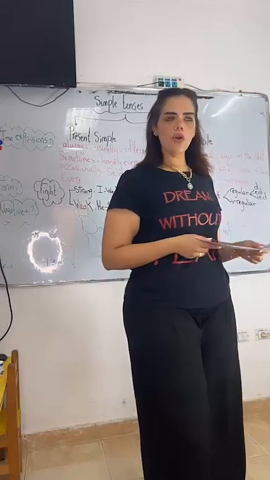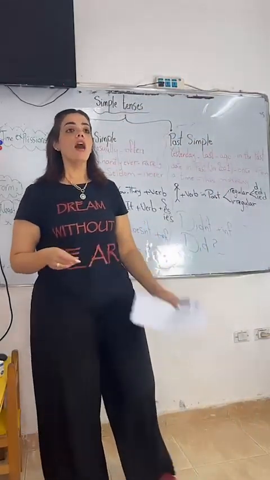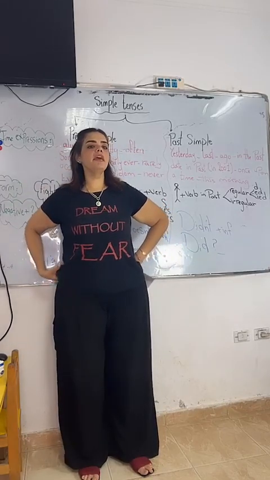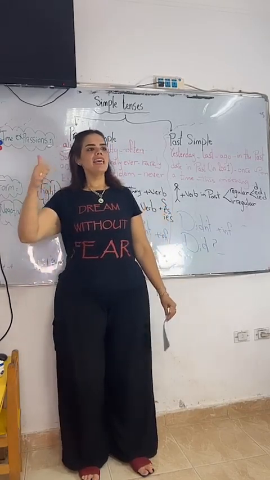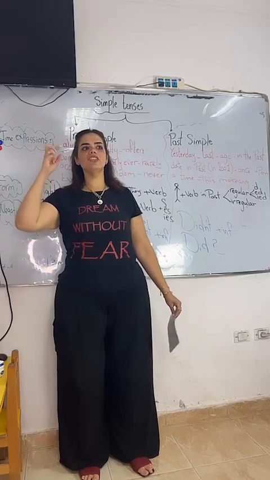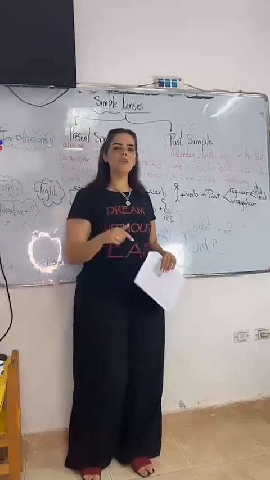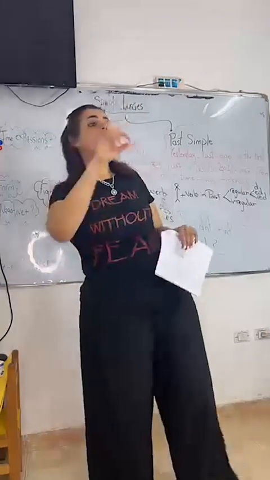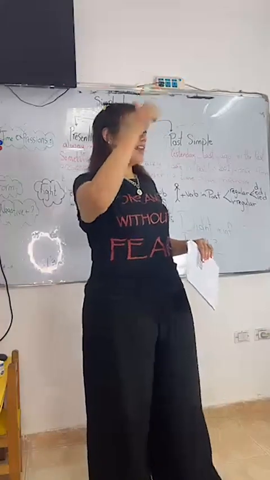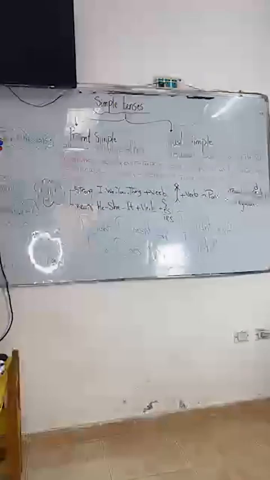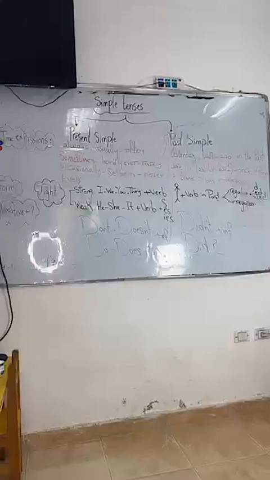Joe goes. We add ES. When can we add ES? When the verb ends where? S, E-S, S-H, T-H, S-O. Great job. Again, when can we add ES? When the word ends where? S, E-S, S-H, T-H, S-O. Great job. So number six, goes, is going to be with ES.